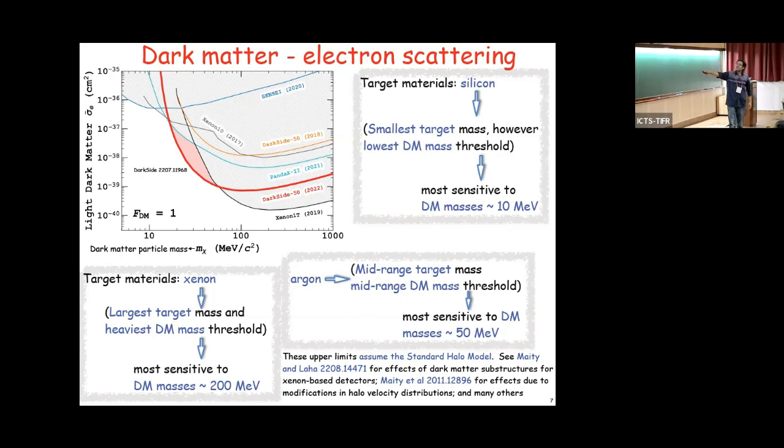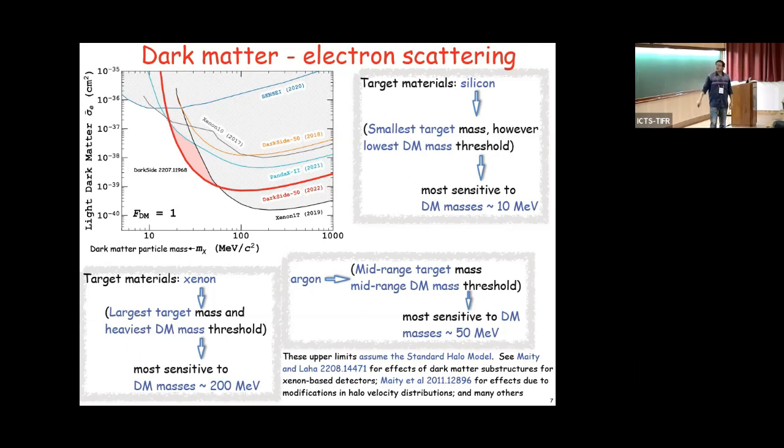So this Sensei search is done with a target of silicon. These have the smallest target masses. However, they have the lowest dark matter mass threshold. So in fact, they are the most sensitive to dark matter mass of 10 MeV, right? So you can see this thing, this is minimum at 10 MeV, roughly, all right? That's what I mean by most sensitive.